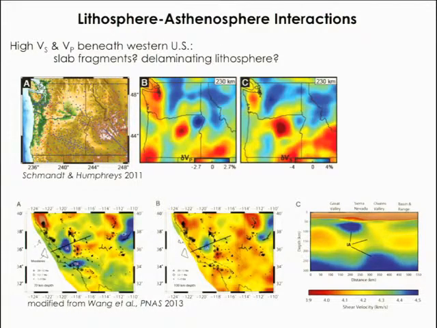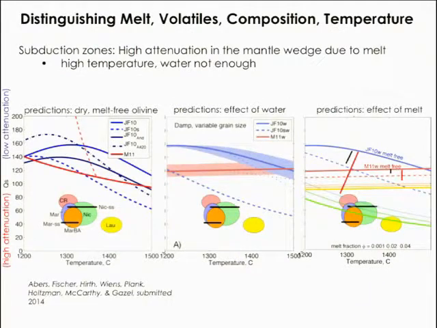And then our third scientific theme is distinguishing between melt and volatiles, composition and temperature within our seismic images. And this theme is directly related to all of the other examples I've shown so far.